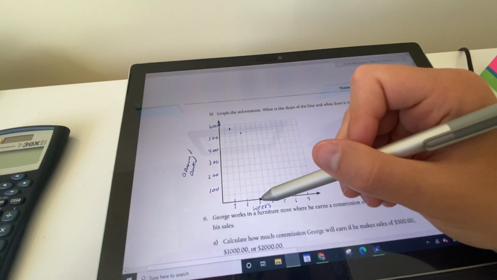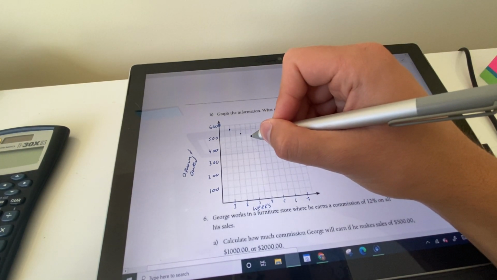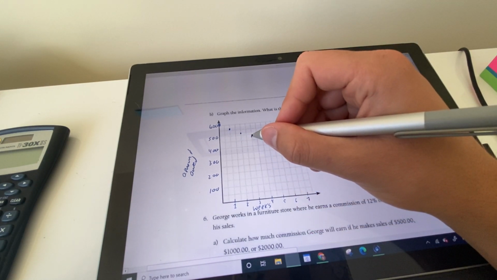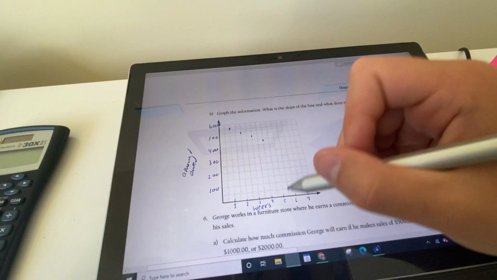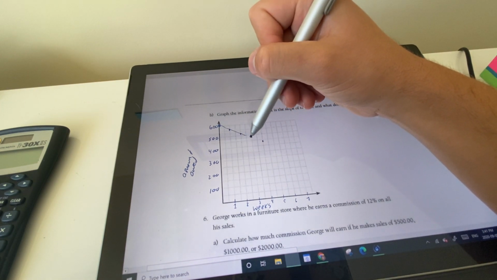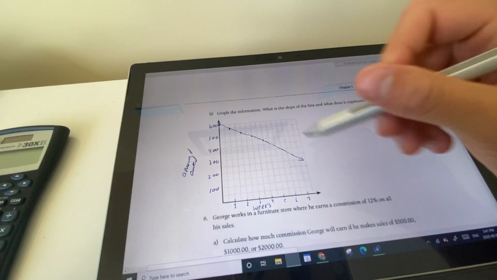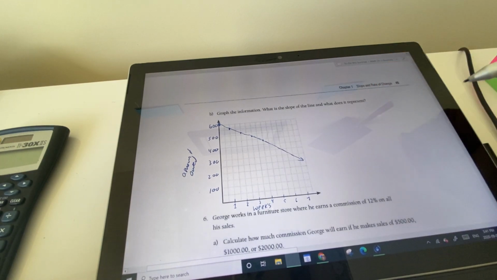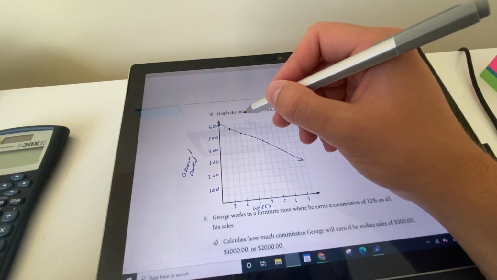After 3 weeks, we would owe about $480. After 4 weeks, 480 minus 40 is 440. Then we're going to continue. Notice this is a straight line, so we're going to continue on like this forever. I should have drawn this a lot bigger, because this only shows after 7 weeks. So there's our graph.